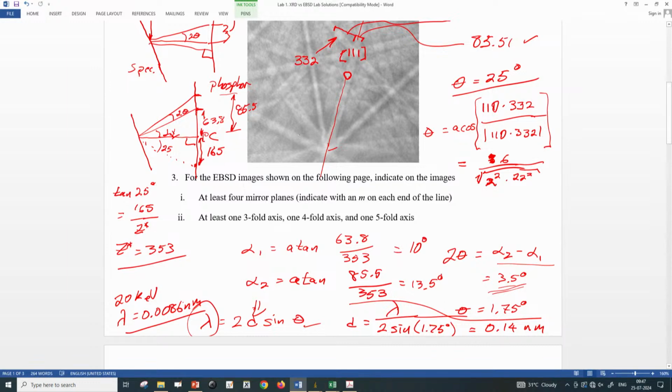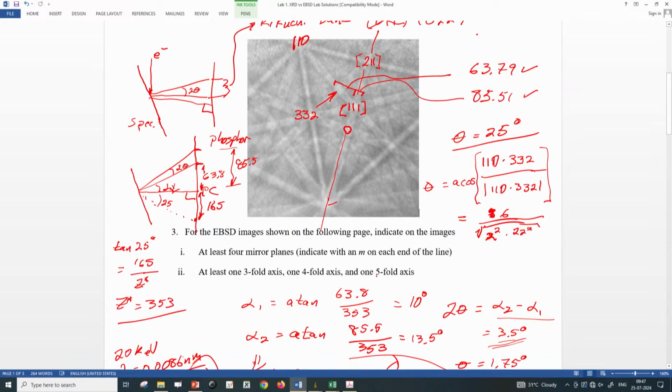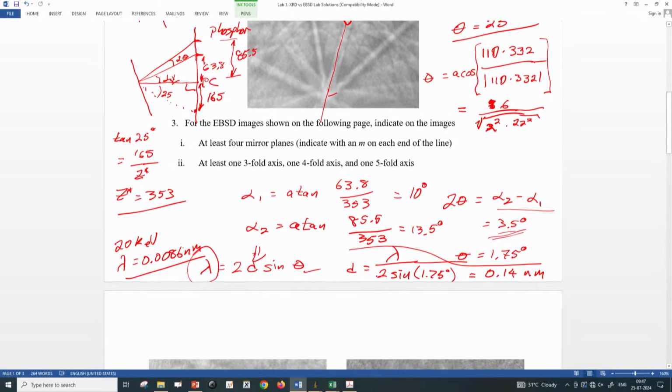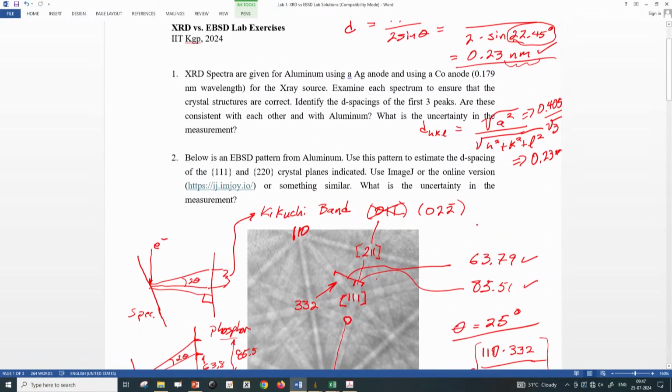Yes, sir. Is that the actual correct value for the d-spacing of a 220 band? How do we determine that? Remember what we did up here? So now we have a 220 band. So we have d of 220 equals a, which is 0.405, divided by the square root of 2 squared plus 2 squared plus 0. 0.405 divided by square root of 8. 0.14.